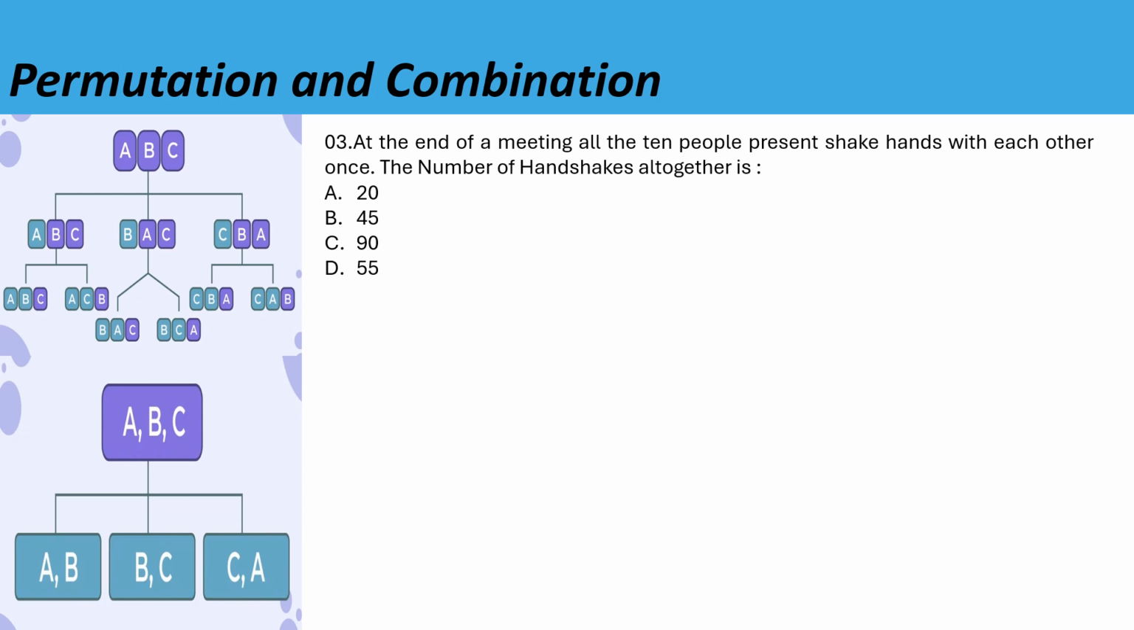So if you have A, B, C, these are the combinations: A and B can be a combination, B and C can be a combination, and C and A can be a combination. And permutations can be ABC, BAC and CBA. Then ABC will have two branches, ABC and ACB. In BAC you will have BAC or BCA. Same with CBA, you will have CBA or CAB. So these are permutations and these are combinations.